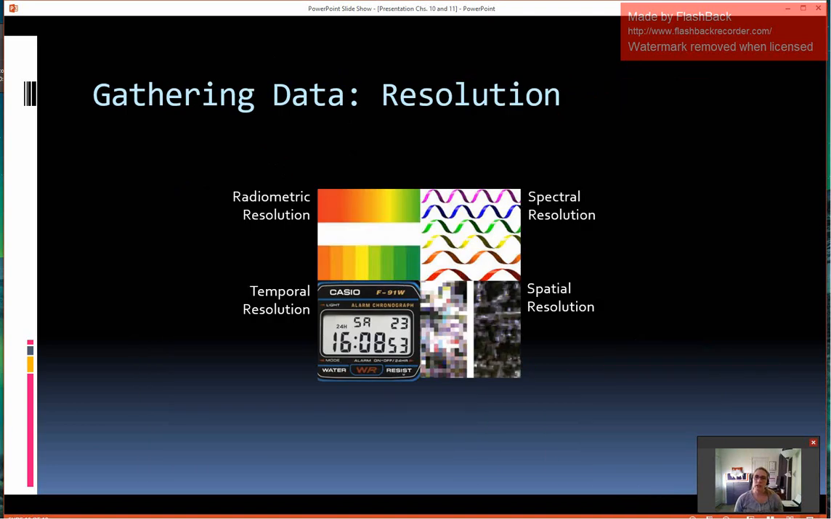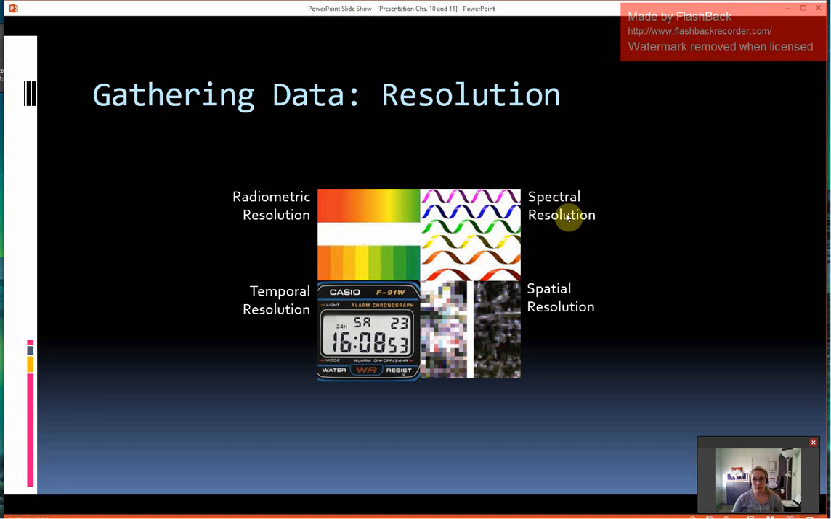So let's talk about resolution. Resolution is important to remember. It's going to come up in your homework for the chapter. Radiometric resolution is the amount of bands and data that it's taking in. So I talked about 8-bit resolution producing 0 to 255 brightness values. That's the radiometric resolution. It can be very coarse, like down here, or it can be very fine up here. But what the radiometric resolution is going to determine is the fineness or the granularity of your data.